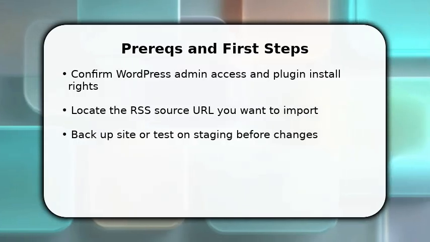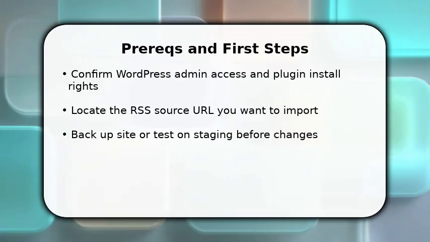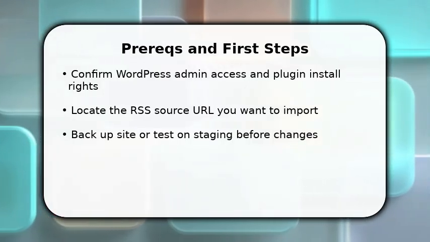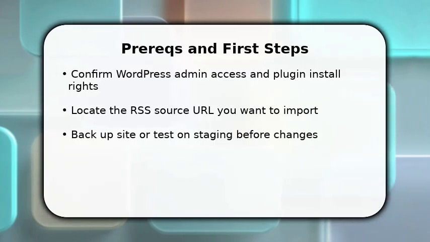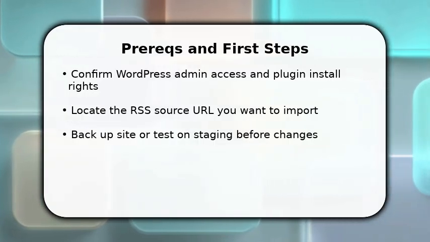You start by confirming you have admin rights and backup in place. This prevents accidental data loss. Next, find the RSS feed URL you'll add, copy it to the clipboard.